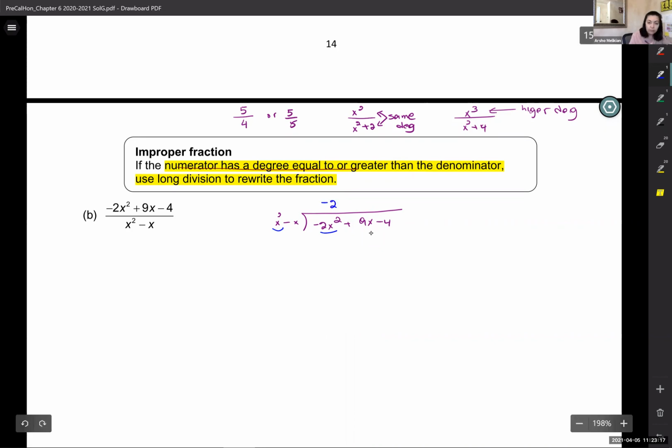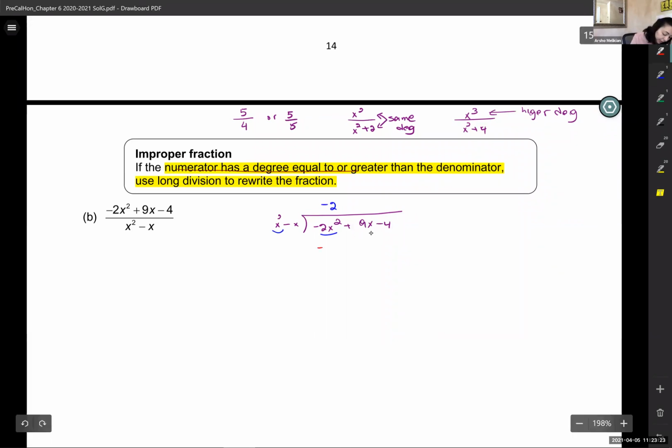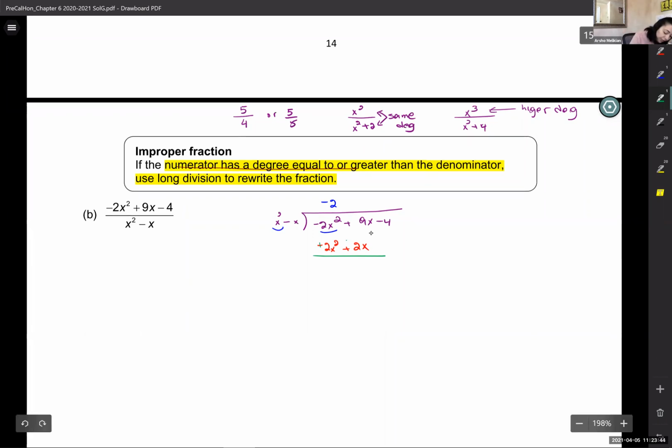You take the first term, divide it by the first term, negative 2x squared over x squared, and you get negative 2. You multiply the binomial with it, negative 2x squared plus 2x. And now you essentially have to subtract, right? What I like to do instead of subtracting, so instead of doing a minus b, I change the signs and add. That's just a trick that I like to do. So I change the signs and add, it's easier for me. 9 minus 2 is 7x. Okay, the minus 4 comes down.